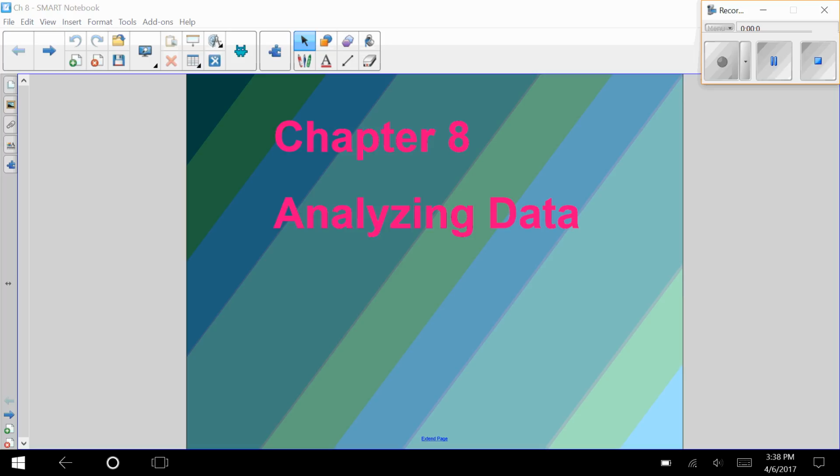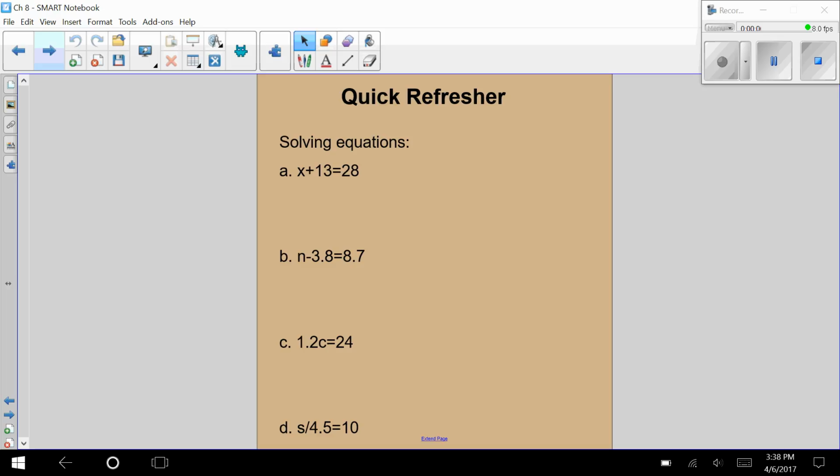This is an introduction to Chapter 8, Analyzing Data. We're going to start by refreshing on how to solve equations.